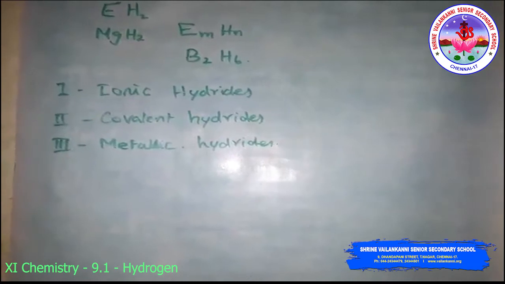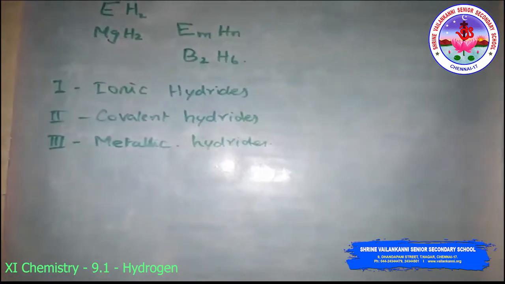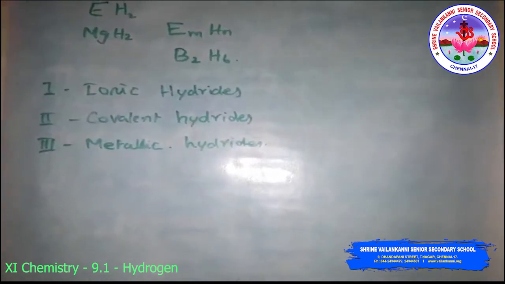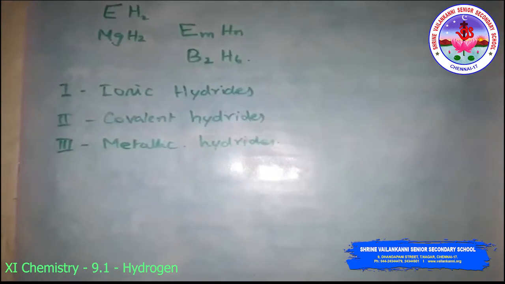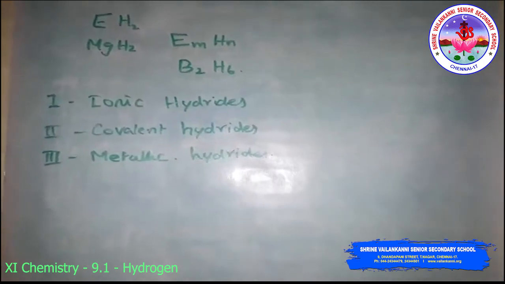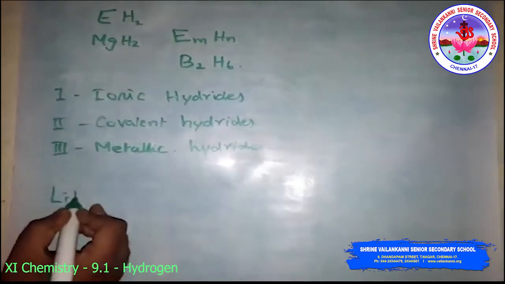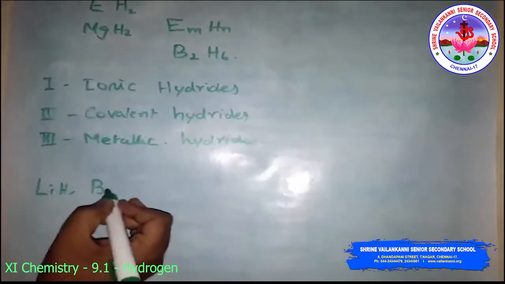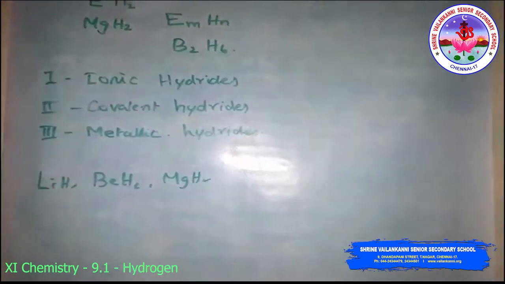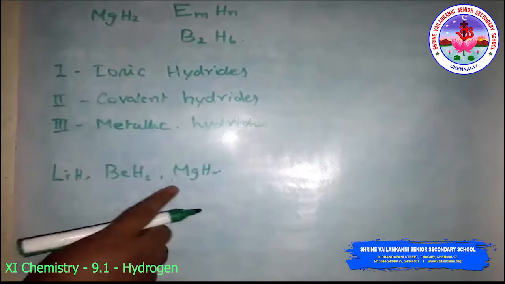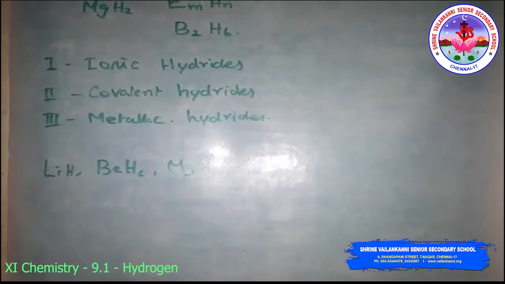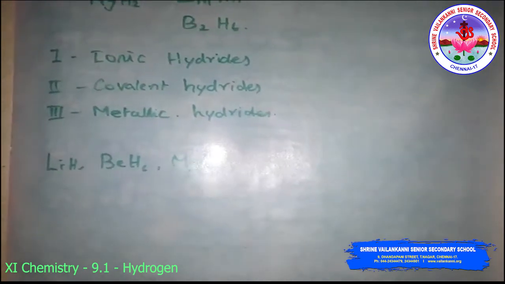The ionic hydrides are stoichiometric compounds of dihydrogen formed with most of the s block elements, which are highly electropositive in character. However, significant covalent character is found in the lighter metal hydrides such as lithium hydride, beryllium hydride, magnesium hydride. In fact, beryllium hydride and magnesium hydride are polymeric in structure. The ionic hydrides are crystalline, non-volatile, and non-conducting in solid state.